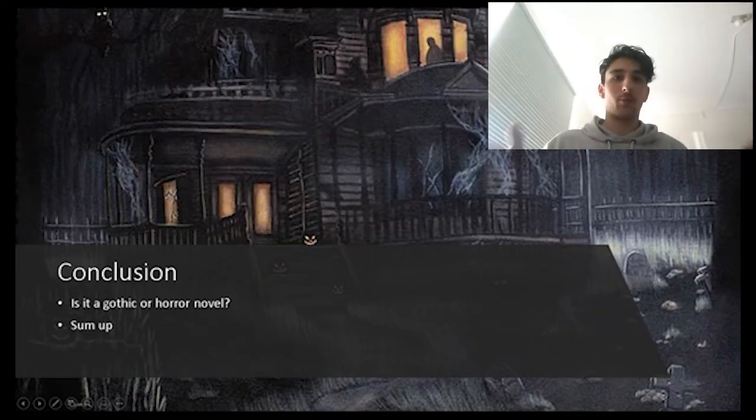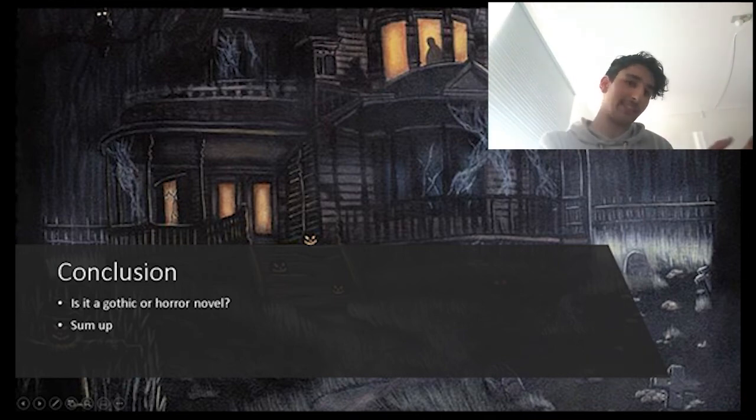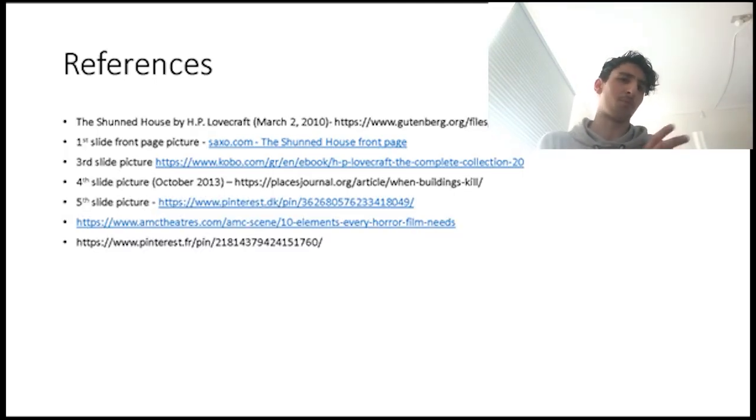Conclusion. I would say technically the Shunned House is more of a horror novel than a gothic novel, because the gothic novel has those criteria, the monster, the haunted house, but in a way it didn't fulfill that, because there wasn't actually a monster, and if there wasn't a monster, then the haunted house was just an ordinary house. It wasn't anything special, just a bunch of coincidences. So therefore, I would more put it as a horror than a gothic novel. That's it.